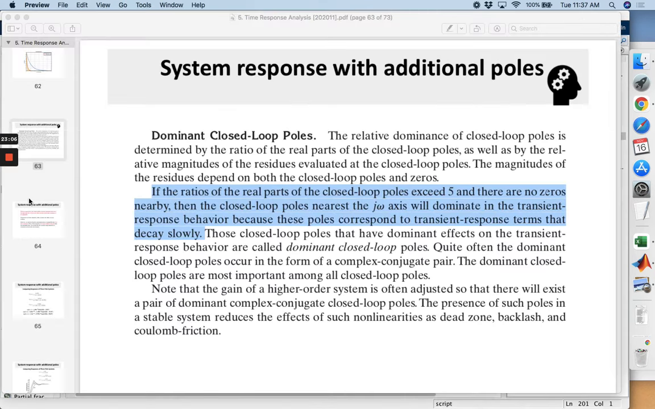We can say that if the ratio of the real parts of the closed loop poles exceeds 5 and there are no zeros nearby, so in this case, if we consider only zeros in the second order system, then the closed loop poles nearest the j omega axis will dominate the transient response behavior, because these poles correspond to transient response terms that decay slowly.